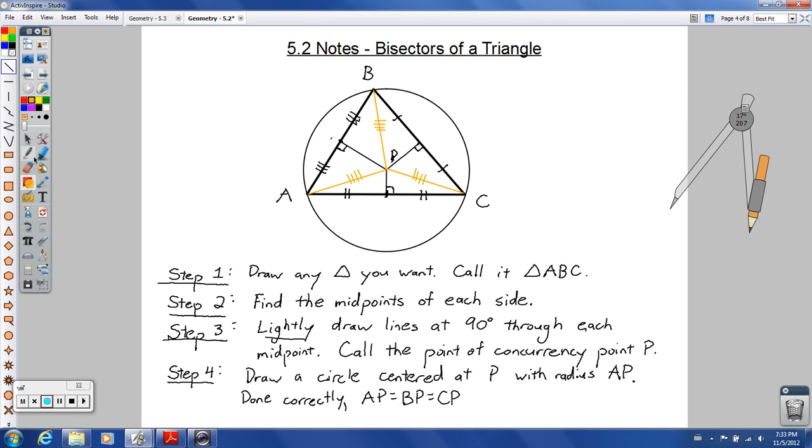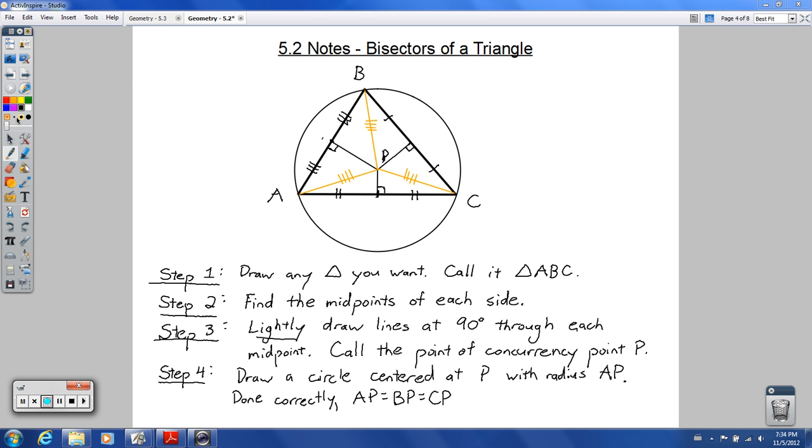Let's see. And so let's draw some extra things in here. Let me get rid of my compass. Okay, so I'm going to make mine a little thicker here again. This is theorem 5.5. This is the big thing to remember with this one.